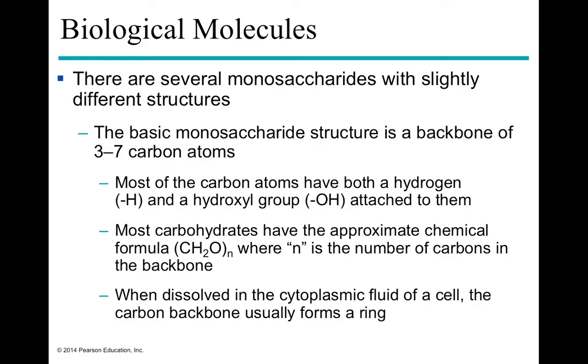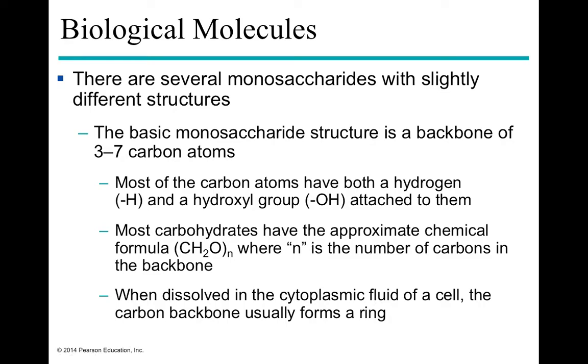Again, we have an approximate chemical formula of double the amount of hydrogens as we have carbon and oxygen, so 1 to 2 to 1, and N would be just whatever the number of carbons is, we would double it for hydrogen and keep it the same for oxygen. Again, C6H12O6 being glucose. Generally these are going to be able to dissolve in the cytoplasmic fluid because cytoplasmic fluid is generally an aqueous environment.